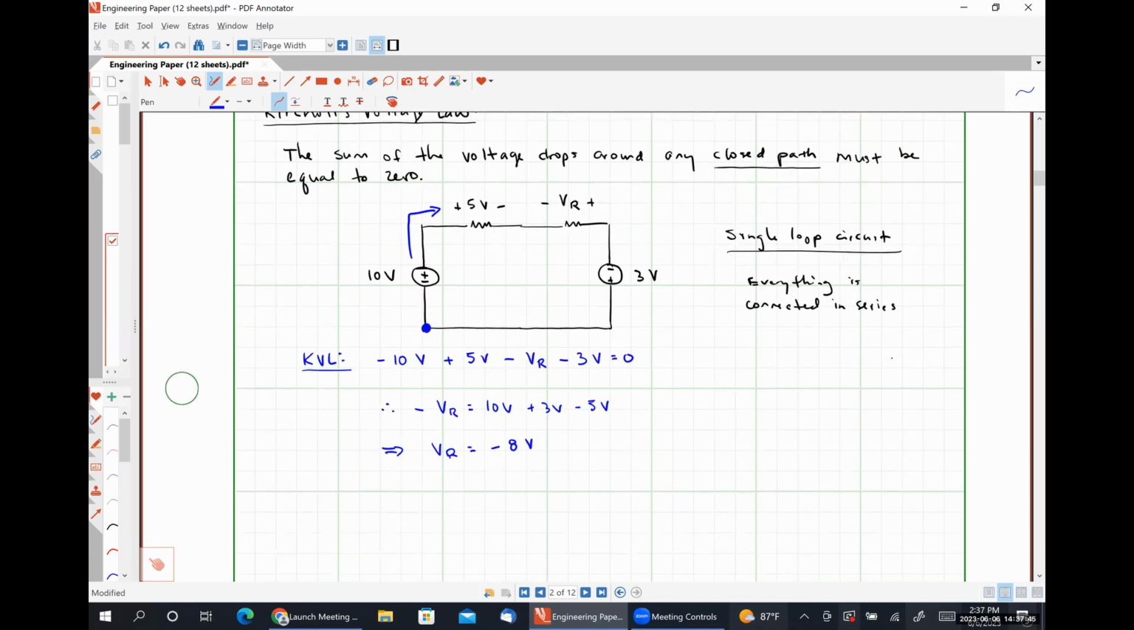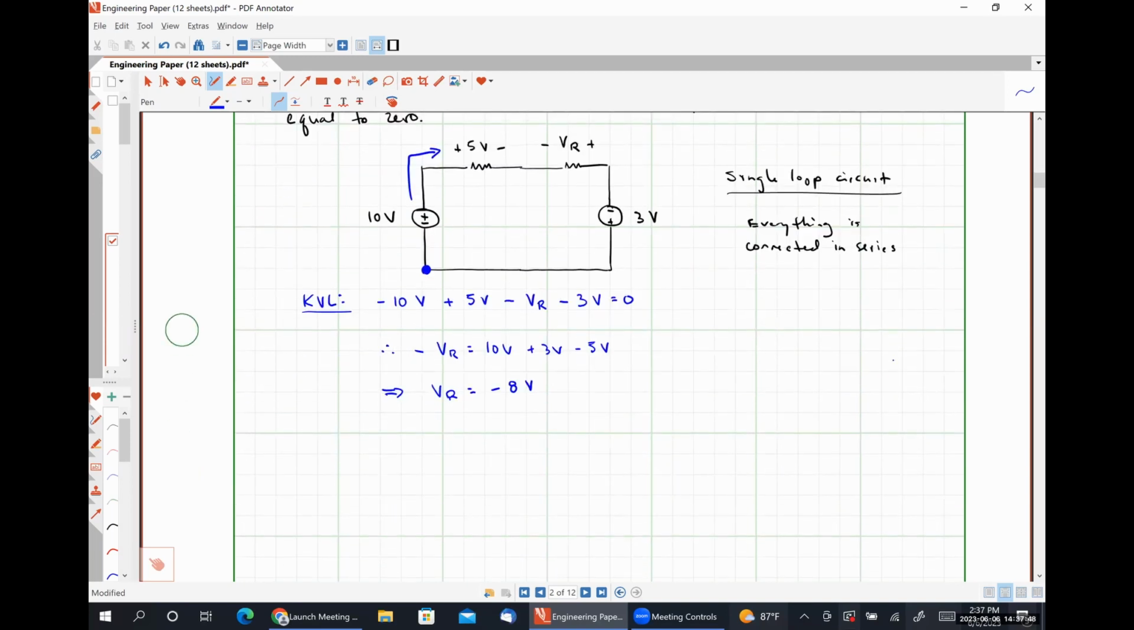So let's look at another example. And what we're going to do here is we're actually going to tie Ohm's law into our analysis as well.